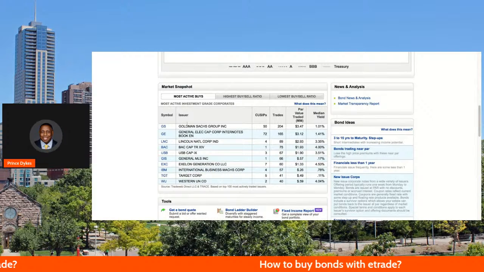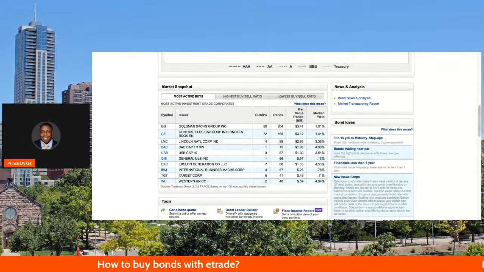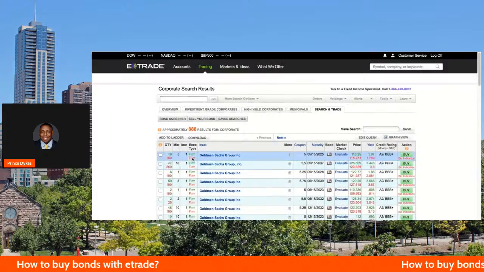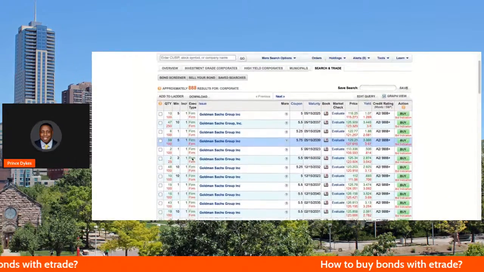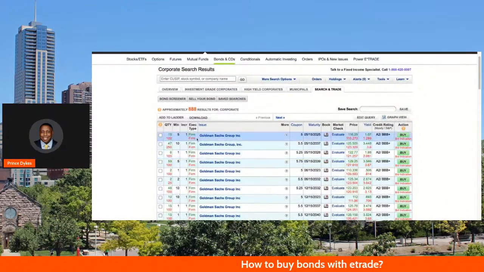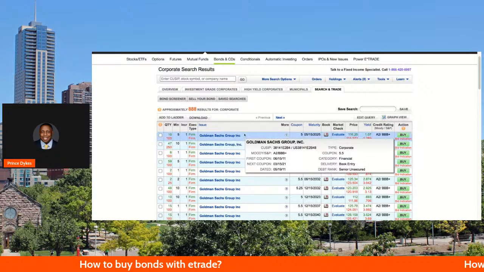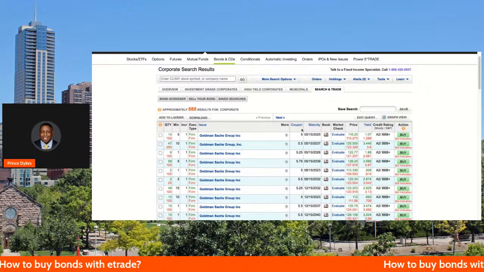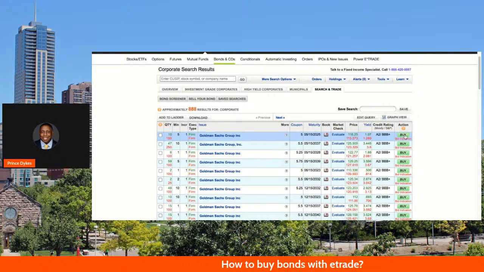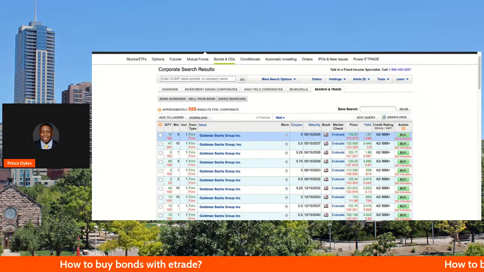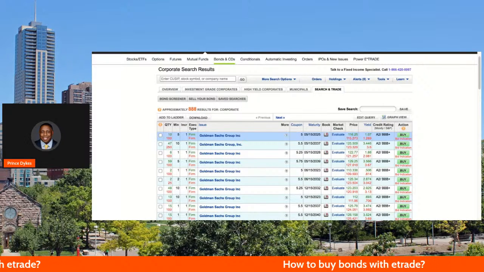So let's say you want to buy one on Goldman Sachs. You click on the GS. Now, once you click on the GS, these are all the Goldman Sachs bonds that are open to you. It has the coupon on it. It has the maturity, all of the good stuff. You're going to hit the buy button. That's how you can buy a bond with E-Trade, in particular on Goldman Sachs.